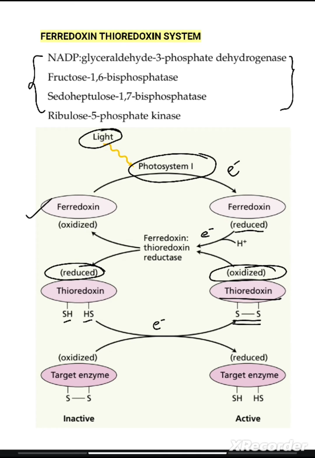target enzyme. This target enzyme can be any of these four enzymes. Initially the target enzyme will be inactive in the oxidized form, because you can see that the disulfide linkages, which are oxidized, won't be able to form any bonds with their substrates. But as they gain those electrons and become reduced, they can form bonds with their substrate, and that's how they get activated. So this is the way the Ferredoxin-Thioredoxin system is regulating the other enzymes of the Calvin cycle. I hope this was helpful.